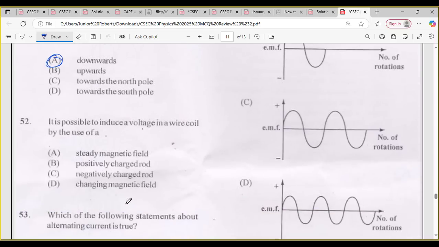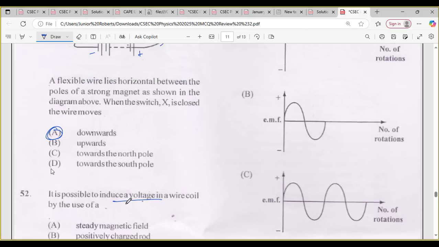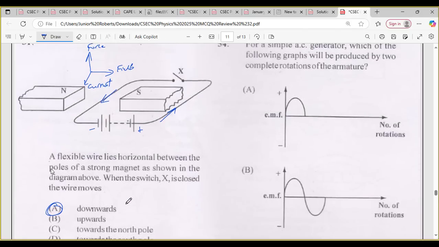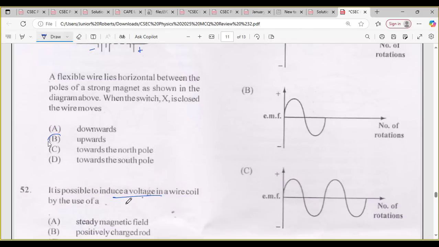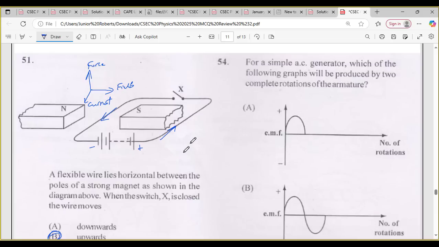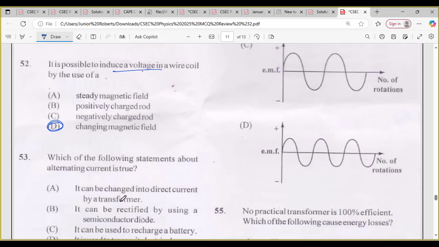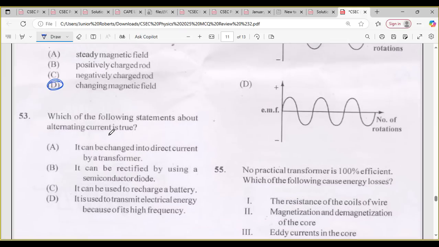52 now. It is possible to induce a voltage in a coil by the use of A. So we can induce a voltage in a coil by considering a change in magnetic field. Sir, yes sir, I said 51 is upward side. Oh, sorry, my bad. We're trying to go too fast, so this is upwards. Yes, indeed, as we said right here. So it's going to move upward. Good catch. All right, so it is possible to induce that by a change in magnetic field.